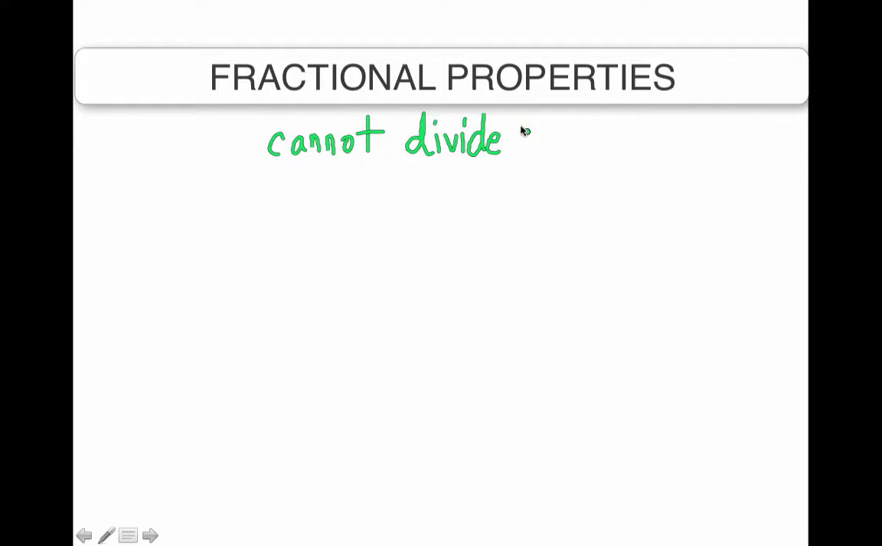So first, it's important to realize that you can never divide by 0. Therefore, the information I'm about to cover about fractional properties assumes that no divisors are zeros. So here are the fractional properties that I'm sure you've learned a long time ago, but it's always good to review.